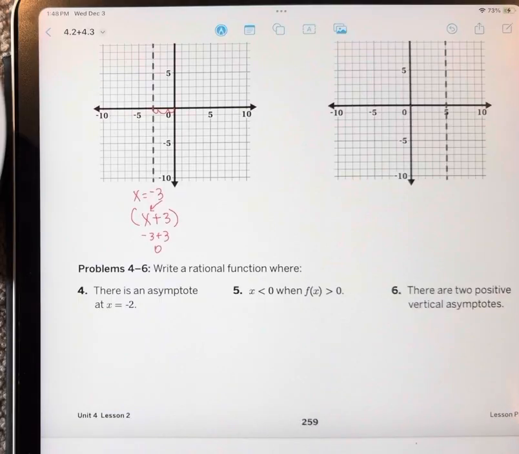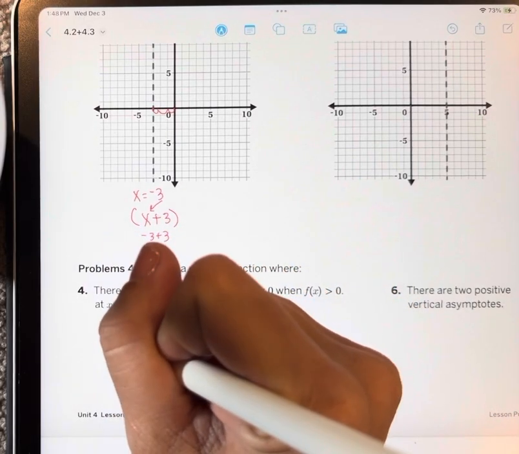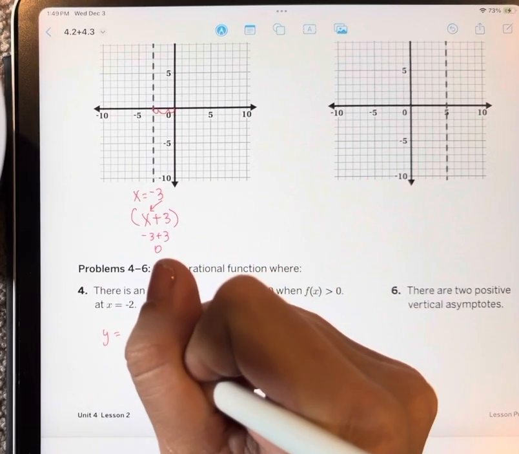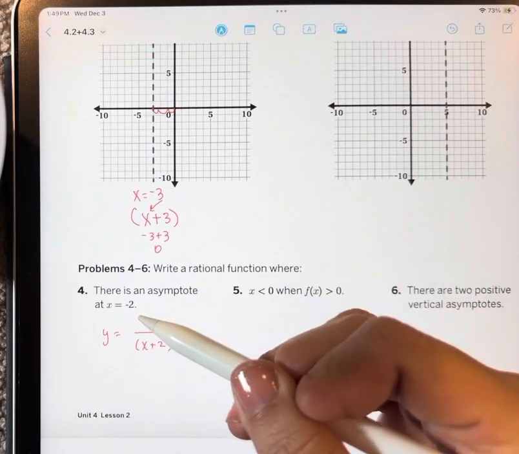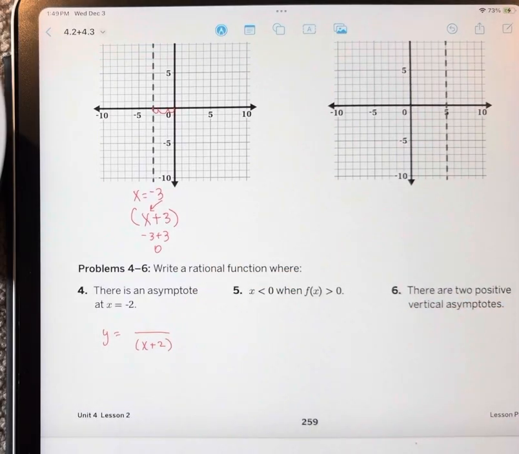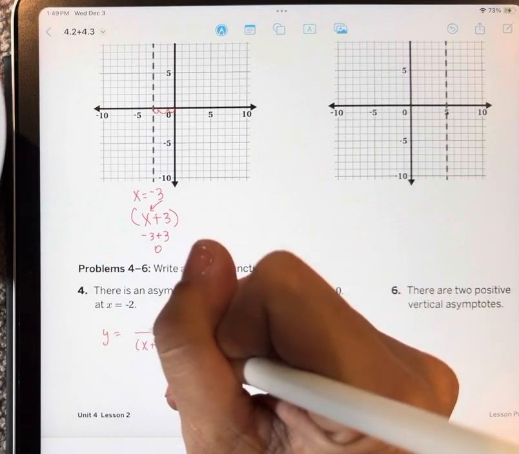Let's write a rational function where there's an asymptote at x equals negative 2. Okay, let's say that y equals... I know I need an x plus 2 in the denominator because negative 2 turns that into a 0 in the denominator. Okay, and then the numerator. What can it be? I have no idea. It doesn't matter.